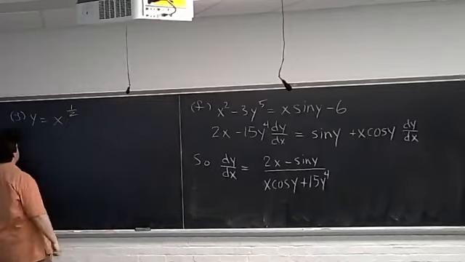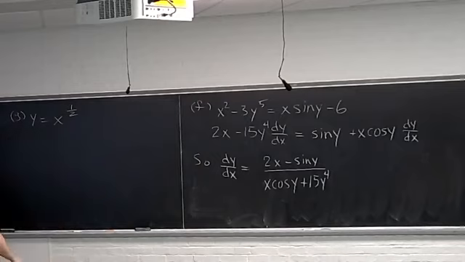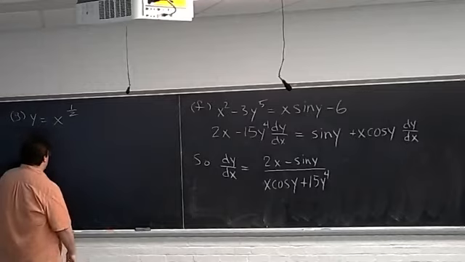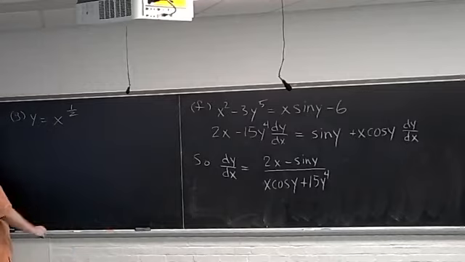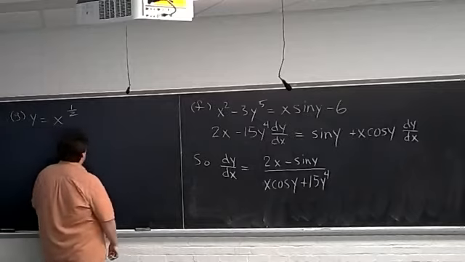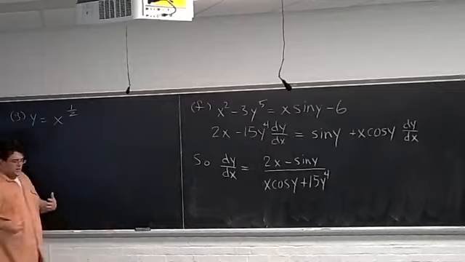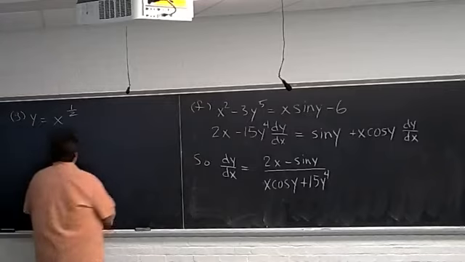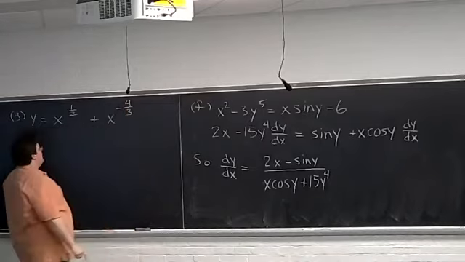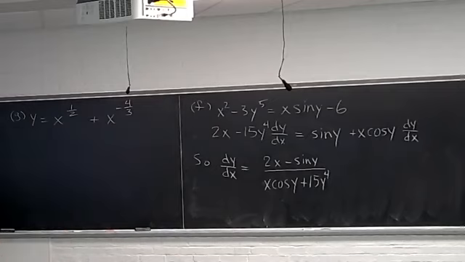Part G. We have root x plus 1 over the cube root of x to the fourth. Well, we're going to need some power rules with this, so I'm going to write them in their exponent forms. Root x is x to the half. 1 over cube root of x to the fourth. Cube root of x to the fourth is x to the 4/3. x to the 4/3 in the denominator is the same as x to the negative 4/3 in the numerator.